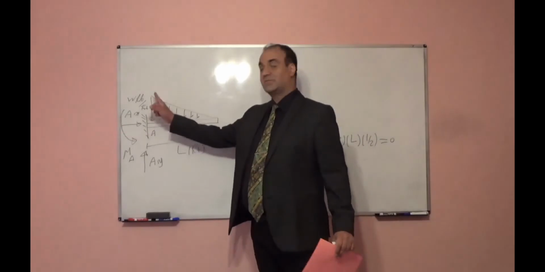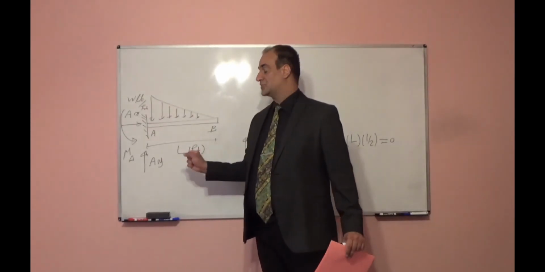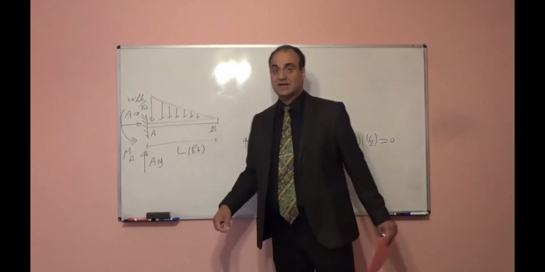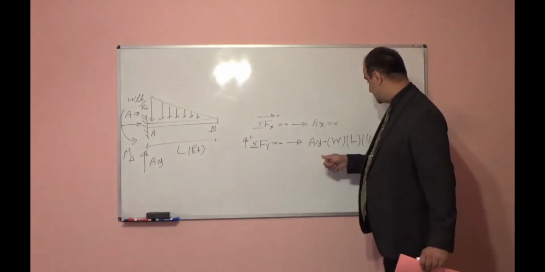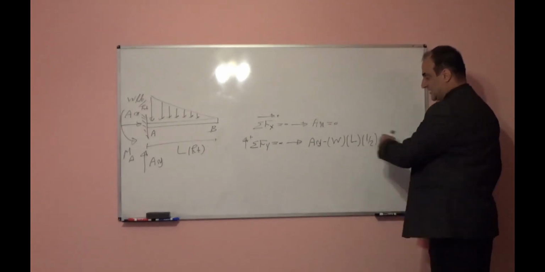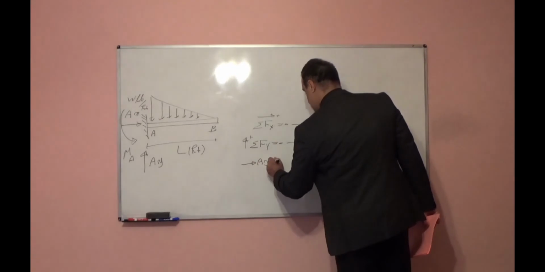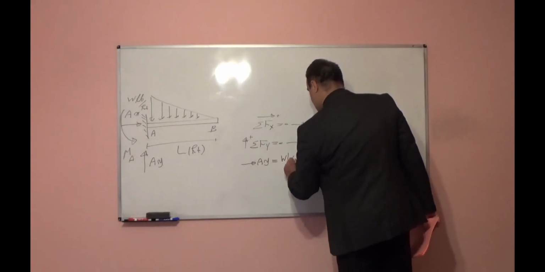AY is upward, positive. W times L times 1 over 2 will be the area for this triangle. The resultant force will be downward, negative, is equal to 0. From here you can find AY. AY will be equal to WL over 2.